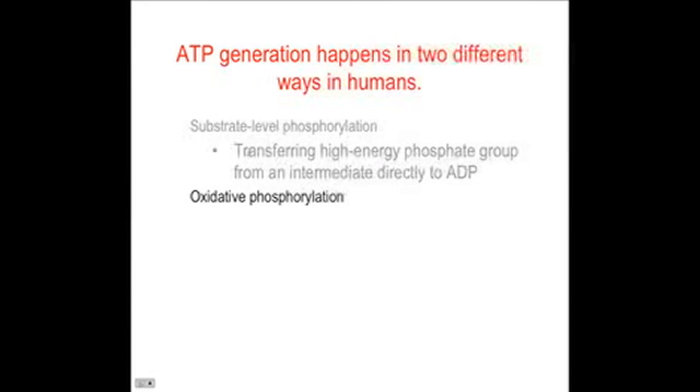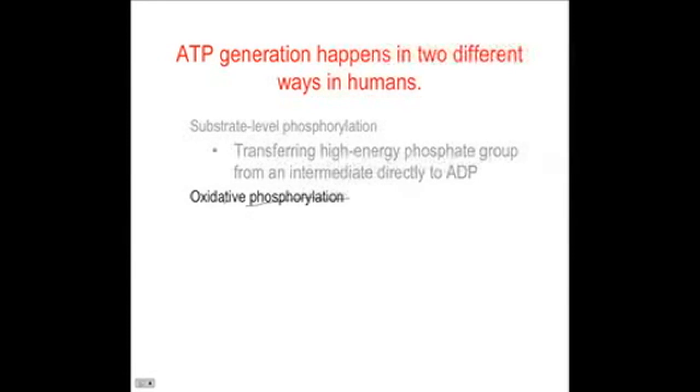There's also oxidative phosphorylation. Now, remember, this word, phosphorylation, is adding a phosphate to something. So a molecule has been phosphorylated if it has a phosphate added to it. Here, substrate level phosphorylation, the phosphate is coming from a substrate.